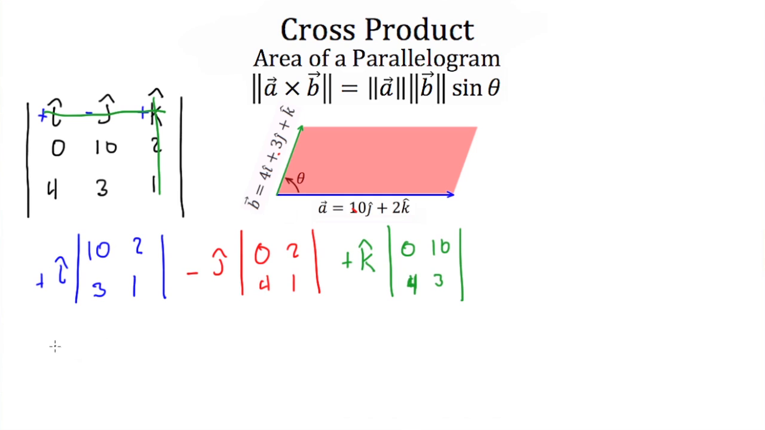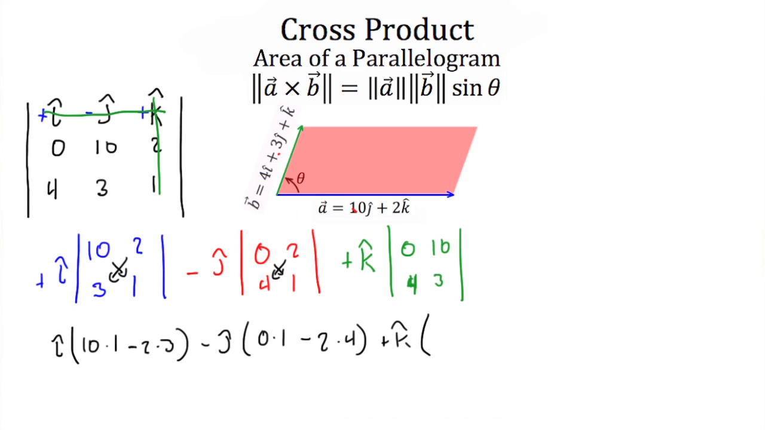So then I take my i and I multiply it by the determinant of this 2 by 2 matrix. So 10 times 1 minus 2 times 3. And then minus my j times the determinant of this 2 by 2 matrix, so 0 times 1 minus 2 times 4. And then plus my k times this determinant, so 0 times 3 minus 10 times 4. 10 times 1 is 10, minus 2 times 3, which is 6. This is a 4i. 0 times 1 is 0. 2 times 4 is 8, so I have a minus 8 and a minus j. That's a positive 8j. 0 times 3 is 0. 10 times 4 is 40, but we're subtracting it, so this is a minus 40k. So this is my cross product.